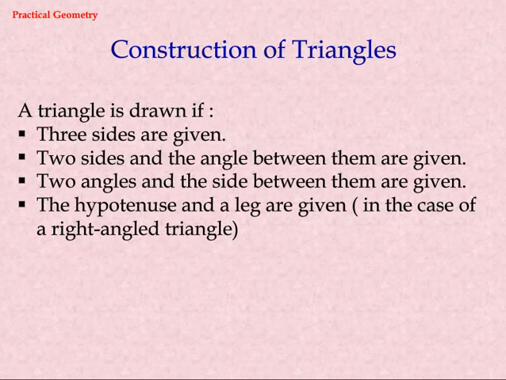Construction of triangles. A triangle is drawn if three sides are given, two sides and the angle between them are given, two angles and the side between them are given, or the hypotenuse and a leg are given in the case of a right angle triangle.